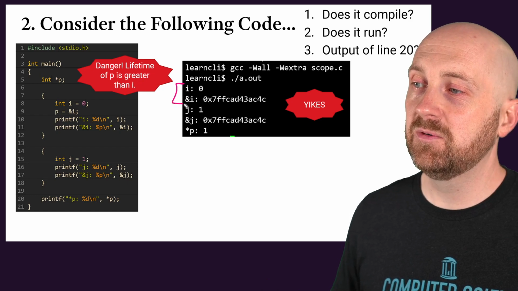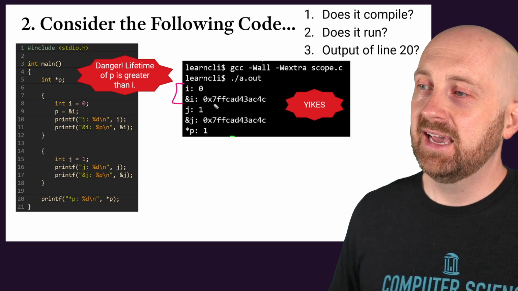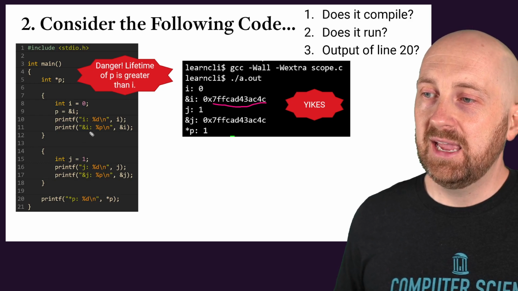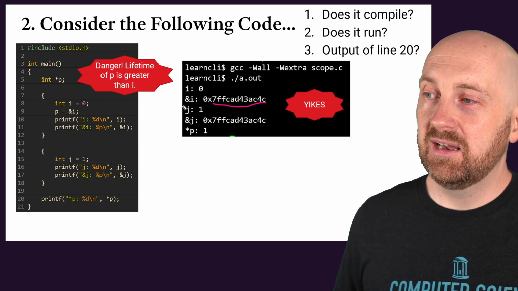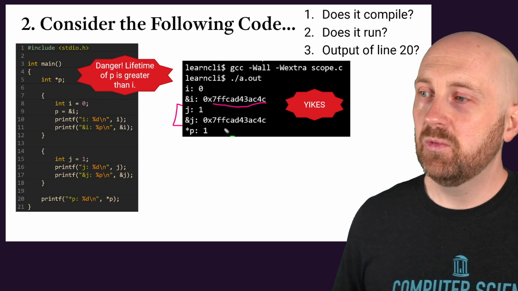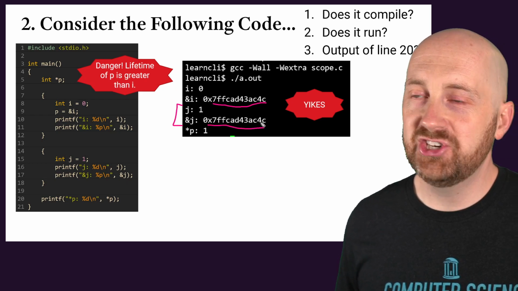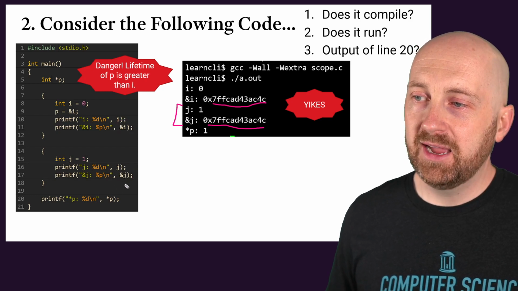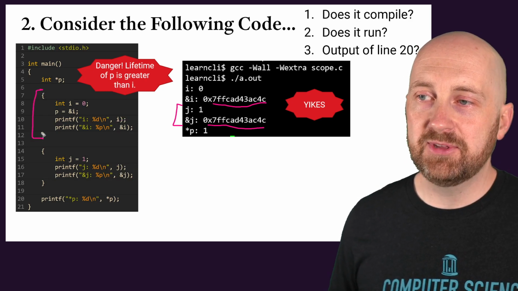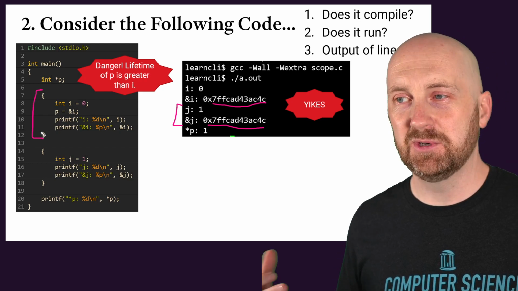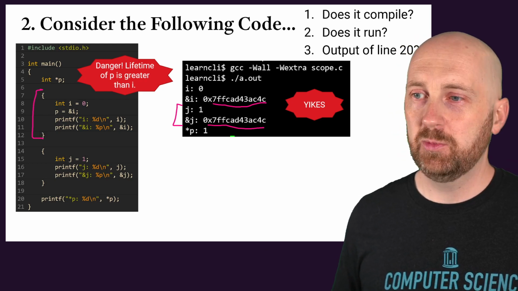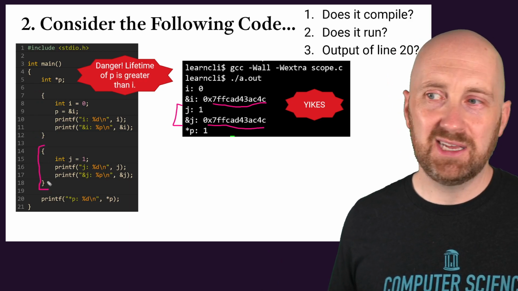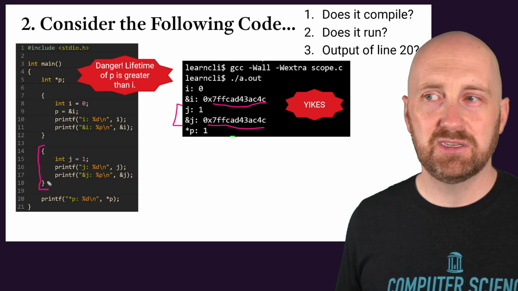Well, I is 0, we print the address of I, and it's this long hexadecimal memory address. That sounds fine. And we then initialize j to be 1. And notice when we print j's memory address, what the compiler did was it said, okay, well, we set up the scope and I was valid in it. It was an integer. We finished that scope. So when we go into the scope where we have j, why don't we just reuse that same space, that same address that we had for I?